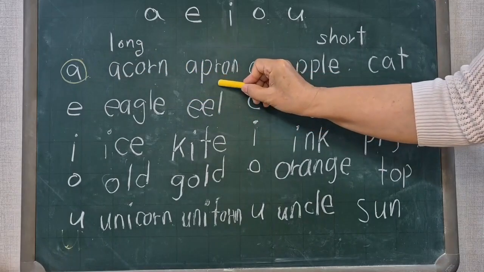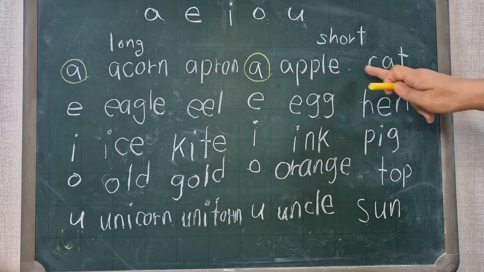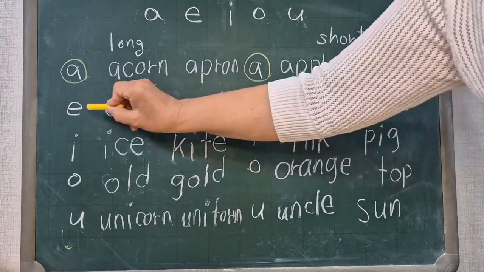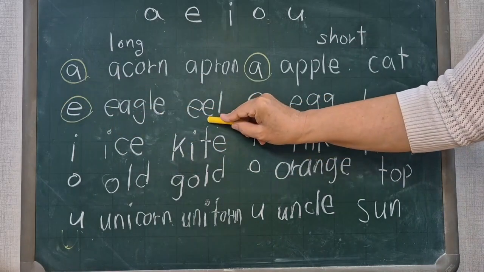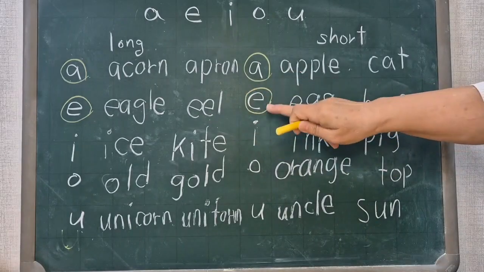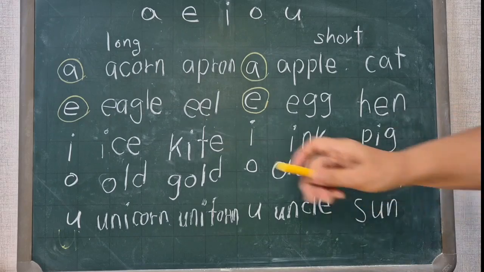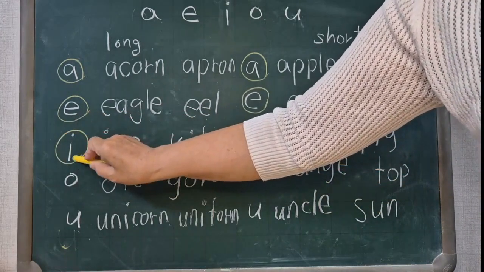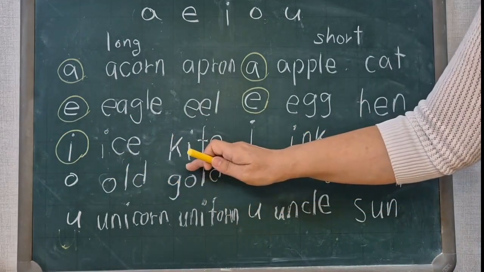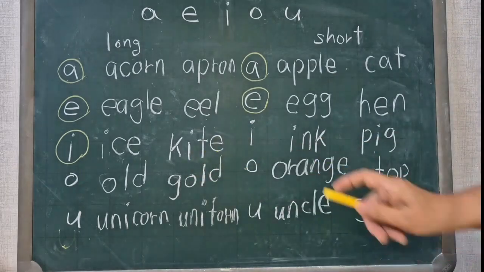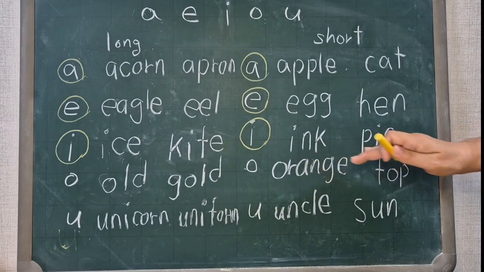Acorn, apron. Apple, cat. Eagle, eel. Egg, hen. Ice, kite. Ink, pig.